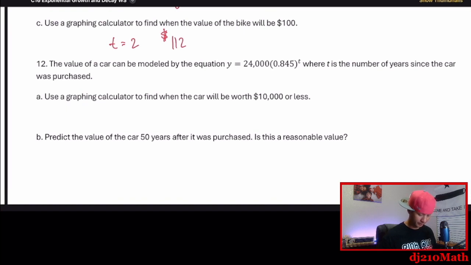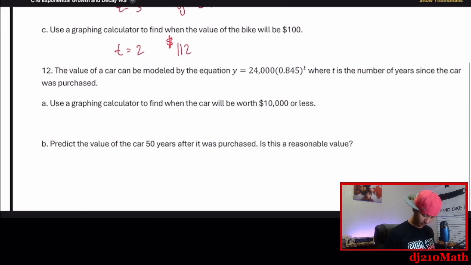Number 12. The value of the car can be modeled by the equation where T is the number of years since the car was purchased. Okay. Using a graphing calculator to find when will the car be worth 10,000 or less. All right, so it's going to be after 5 years. Right, at 5 years, it's 10,339, so a few months in.